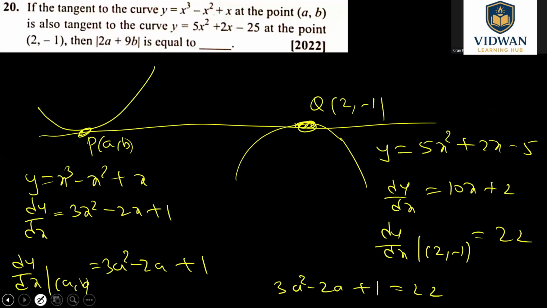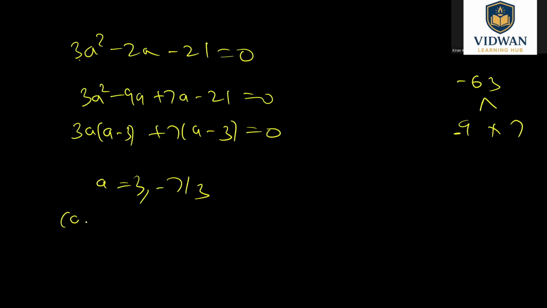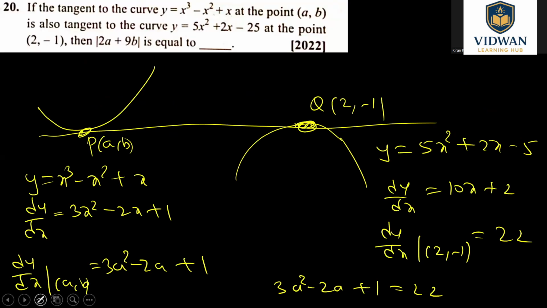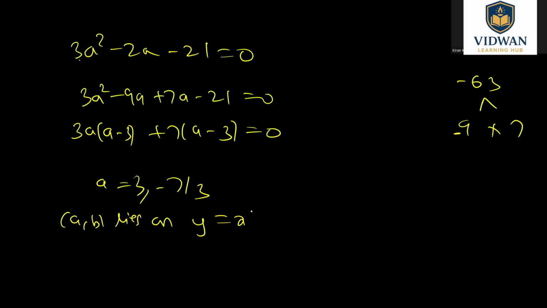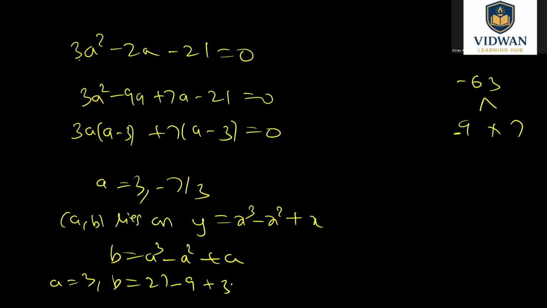And once you know the value of a, you can find b using that. So what is b actually? b is not known, any condition is not there here, but you can just say a comma b lies on the first curve. Since a comma b lies on the first curve, y equal to x cube minus x square plus x, you can substitute a comma b in this curve and you get b equal to a cube minus a square plus a. So for a equal to 3, you can find the b value, that is going to be 27 minus 9 plus 3. So what is this value? 15.